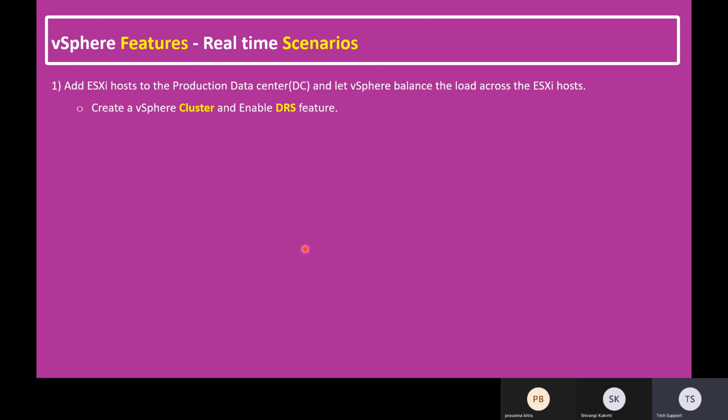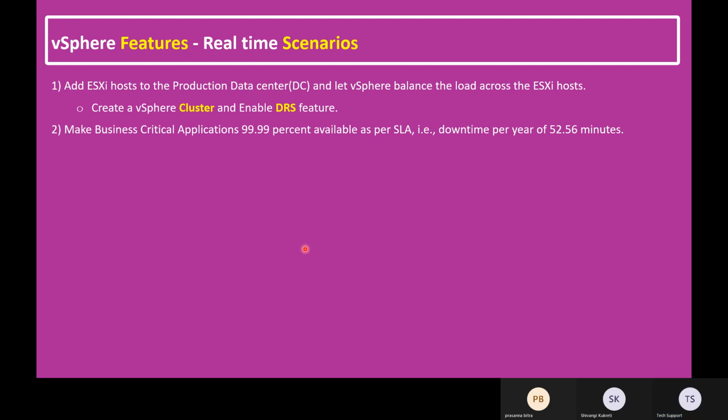Let's talk about another scenario. Let's say there is a business critical application and the customer required a 99.99% availability as per SLA, and downtime per year is 52.56 minutes. That is the service level agreement. So in this scenario, which features are required in our vSphere? HA. We require a HA.